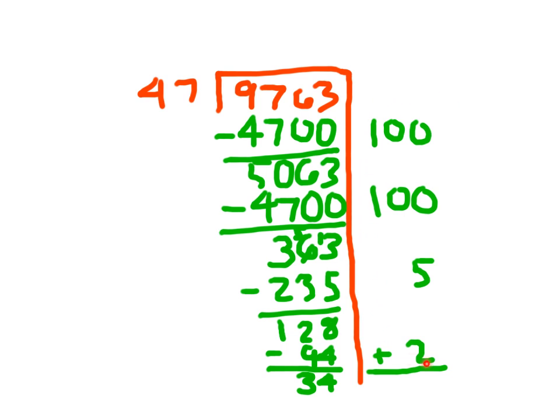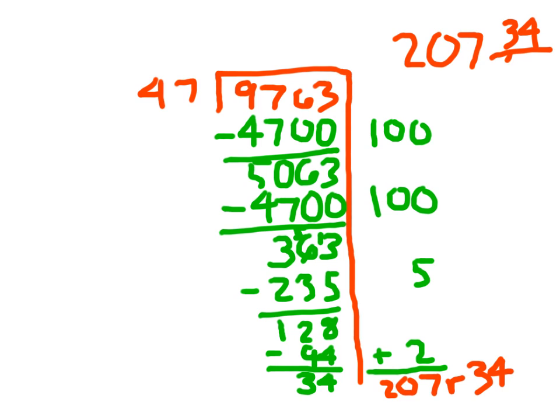I just need to figure out the sum of all of these partial quotients so that I have my actual quotient, which will be 207. That's 207 with the remainder of 34. If I expressed it as a mixed number, it would be 207 and 34 47ths. 47 is a prime number, so I know that 207 and 34 47ths is in simplest form.